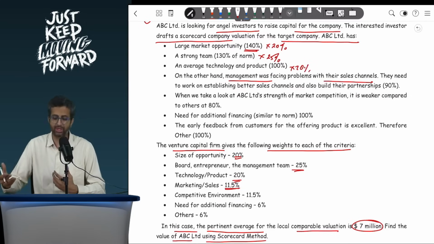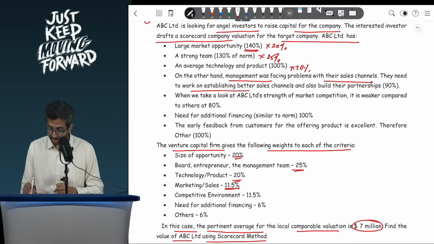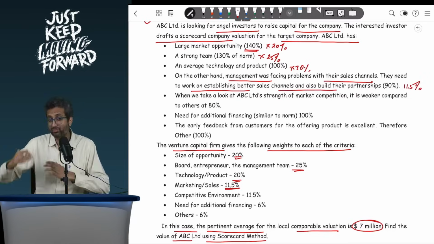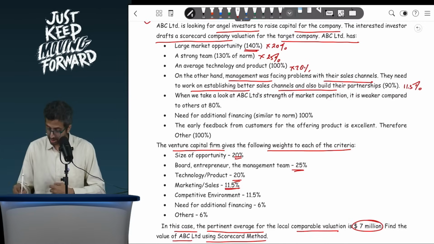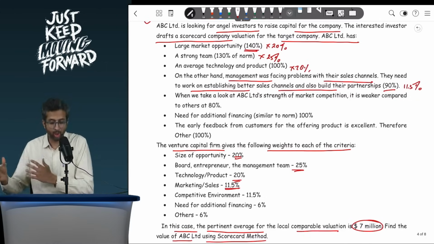sales channel. You don't have as good a sales channel. They need to work on establishing the sales channel and hence build partnerships. So on the sales channel, you are slightly lower, a notch lower as compared to the average company. So that's just 90% as compared to the average norm.